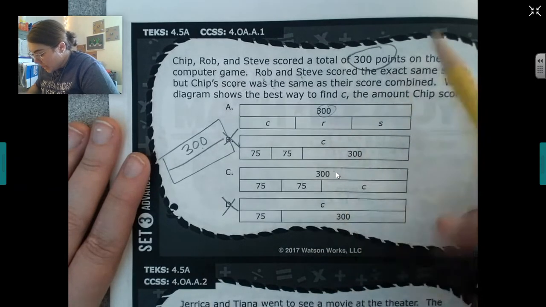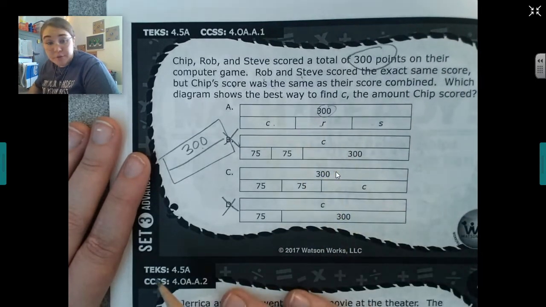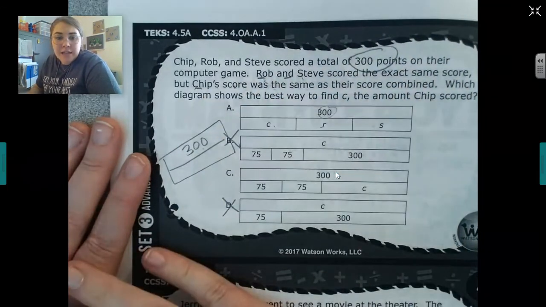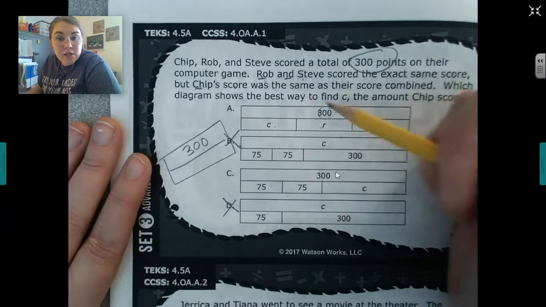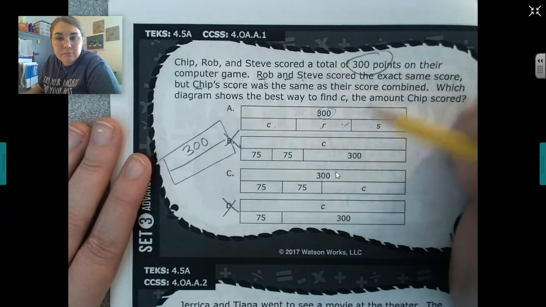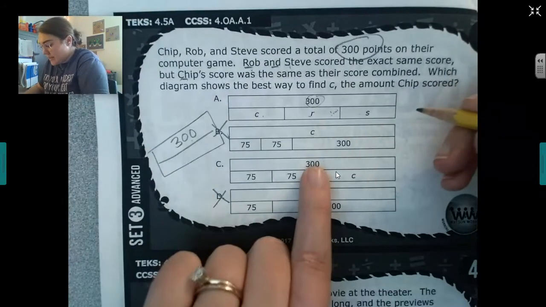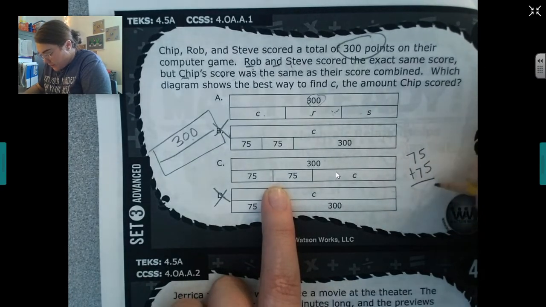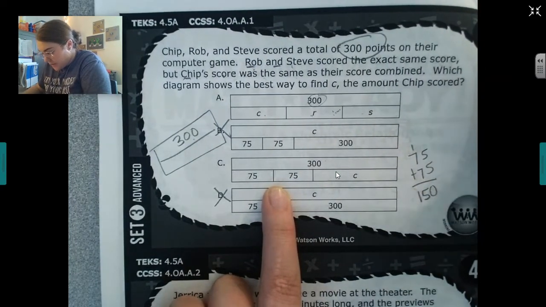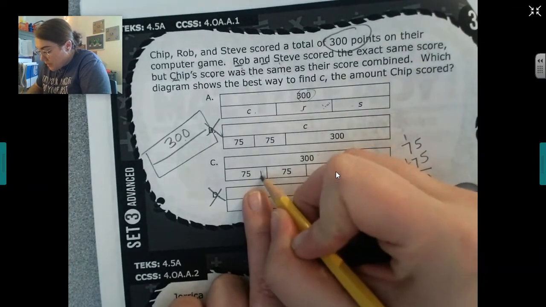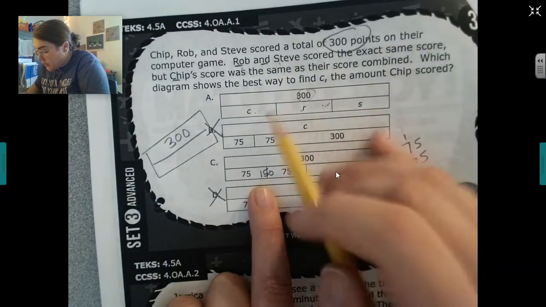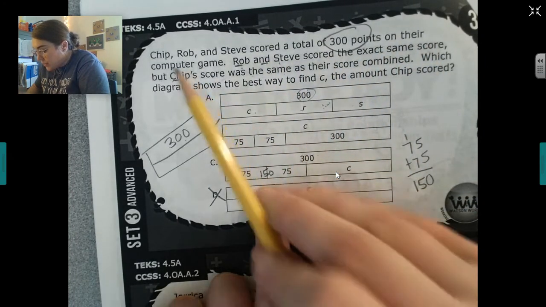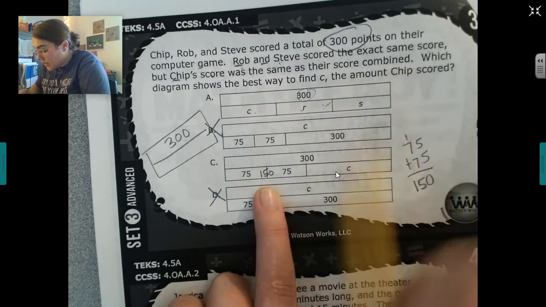So, if I have C, R, and S, those are variables. They stand for Chip, Rob, and Steve. Does it make sense to just leave variables in there? Is this a way that's going to help you solve the problem? No, it's not. Let's try this one. If I add 75 plus 75, I get 150. So these two combined are 150. It says Rob and Steve scored the exact same score, so that would be 75 and 75.